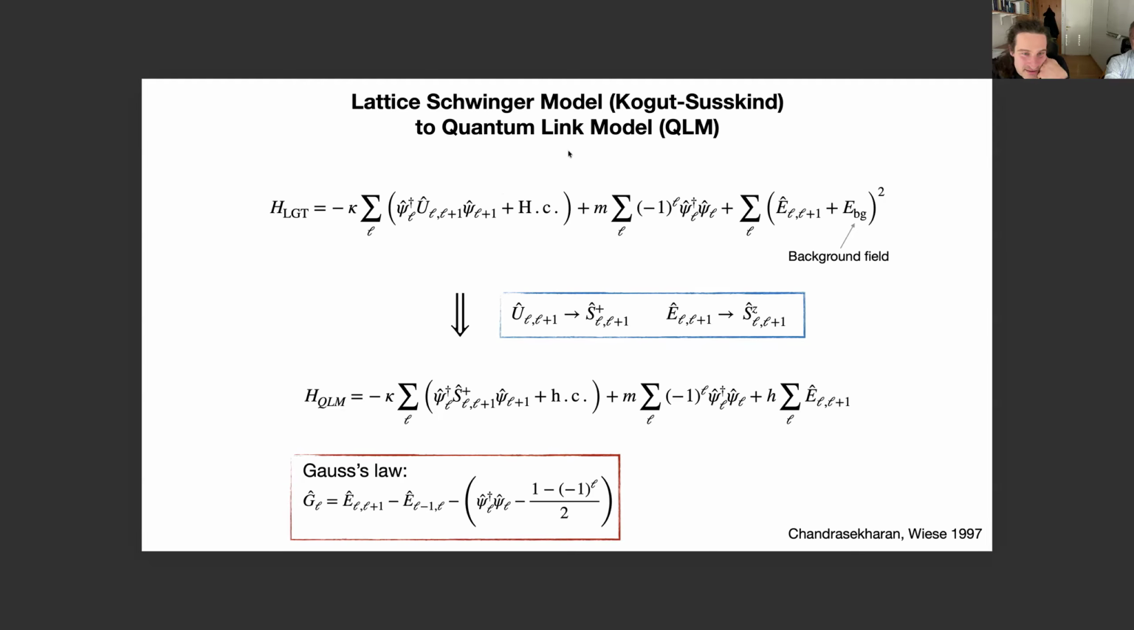Where the components are essentially, on the lattice side, you have the matter field. The links are this parallel transporter. And you have this background field, which somehow is a topological term.